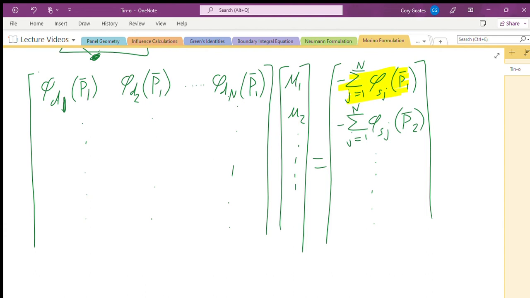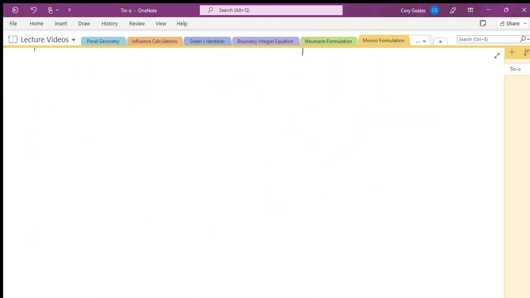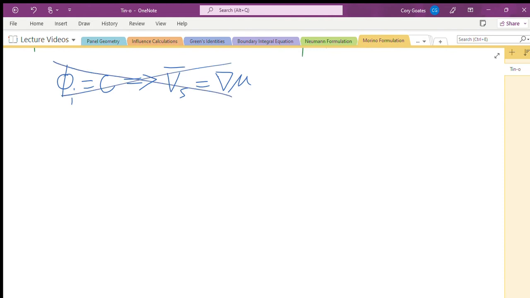Now, you still need to calculate the gradient of your doublet strength, the same as before, but we're going to use it slightly differently, because previously we had that our total inner potential was equal to some constant. And that led us to the conclusion that the velocity on the surface is equal to the gradient of mu. Okay, that's what we had before with the Neumann formulation and with our previous Dirichlet formulation. This is not what we have this time. Okay, remember that. Let's just go ahead and do this from the beginning.